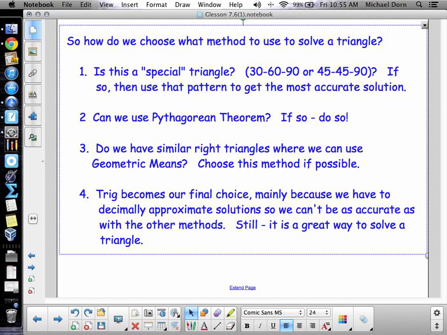Finally, our last choice is trig. Now, one of the reasons trig is our last choice is because we have to estimate with trig. We aren't going to get nice exact answers like we are with those other ones. Pythagorean theorem will give me a third side that we can be as precise as we want to be with the radical. But trig estimates. It's a great way to solve a triangle. It's not quite as accurate. So that's kind of our hierarchy of decision making when we solve a triangle. First we look for special triangles, then Pythagorean theorem, then the similar right triangles. Finally, if we can't do any of those other things, trig becomes our choice of how to solve the triangle.